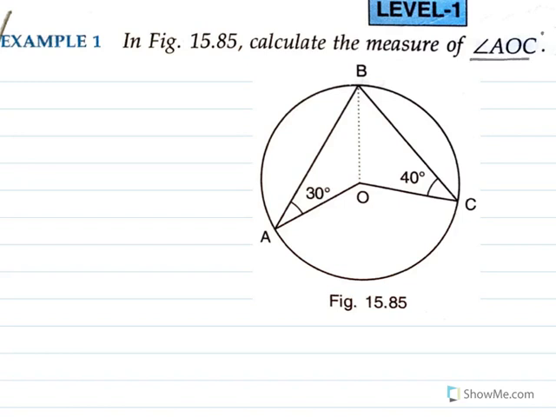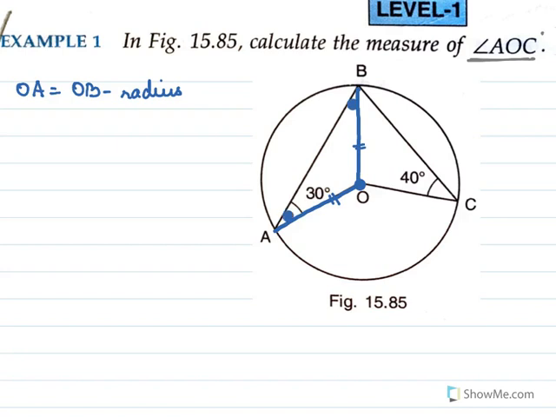Calculate the measure of AOC. If you look up here, we have the circle. Here is your center, and we know side OA equal to OB. Why is OA equal to OB? OA equal to OB because they are the radius of the same circle. If OB and OA are equal, then the base angles also will be equal. So these are the base angles.